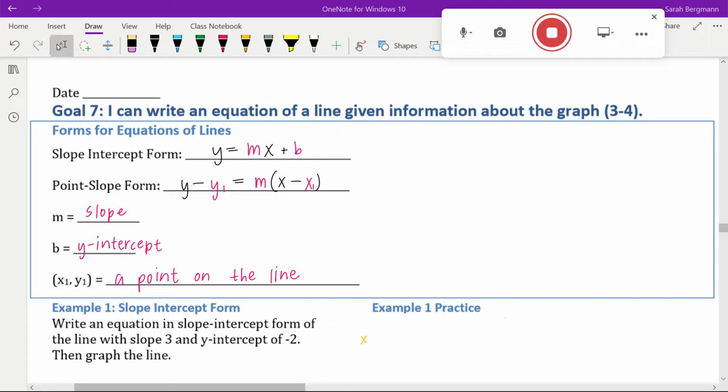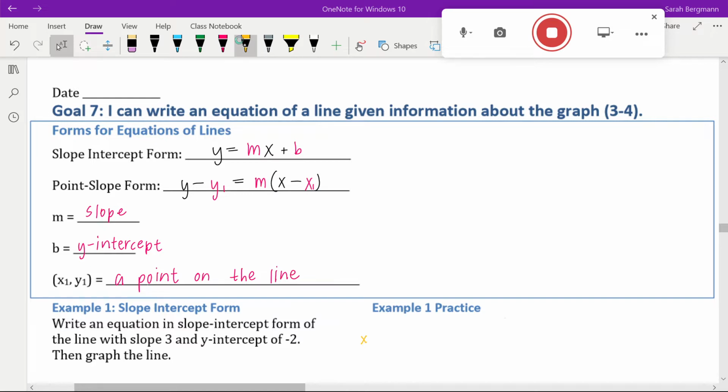Hi everyone, today we're talking about equations of lines. First we're going to talk about writing the equations when you know information about the graph. So you need to know this from last year in Algebra 1. Let's go over a few forms of equations for lines.